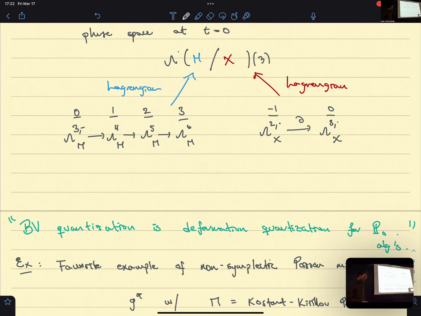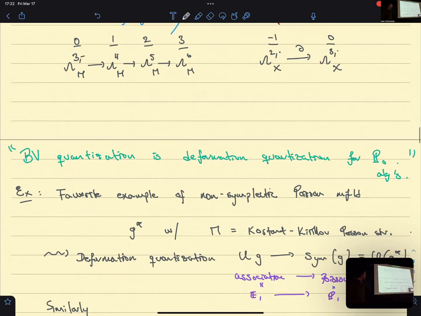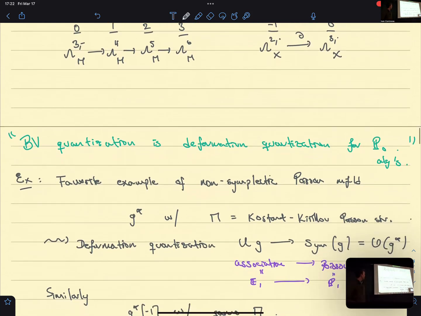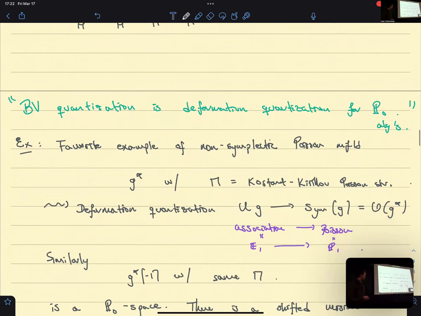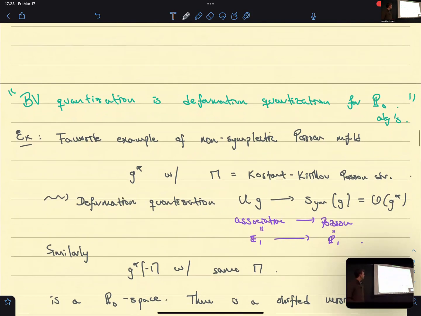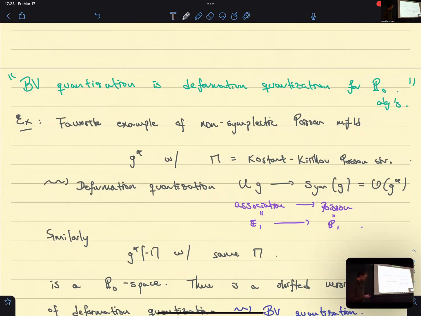Yeah, so let me give an example. My favorite example of a non-symplectic Poisson manifold is g dual with its Kostant-Kirillov Poisson structure. And deformation quantization is the thing that produces the enveloping algebra. Hopefully we all know that example. So here, deformation quantization is like forgetting to an associative algebra, the classical limit of an associative algebra being a Poisson algebra, which in this sort of terminology is P1.